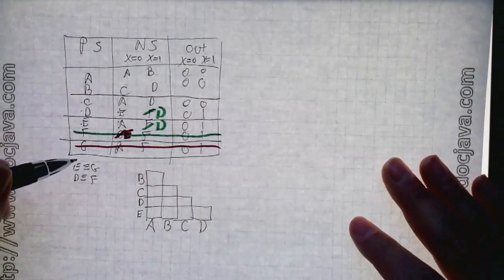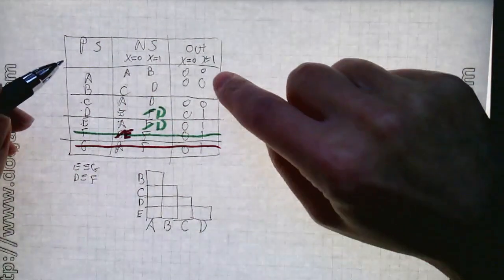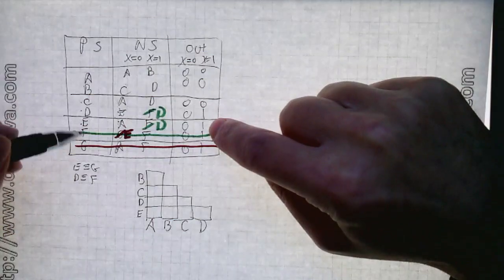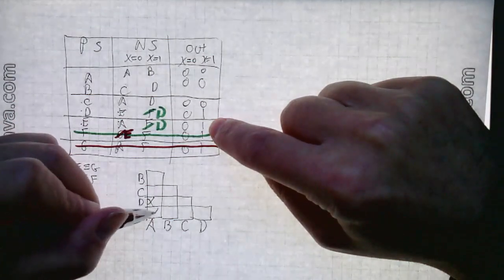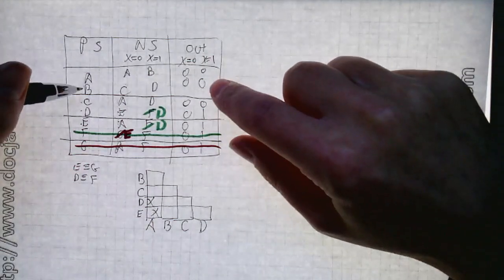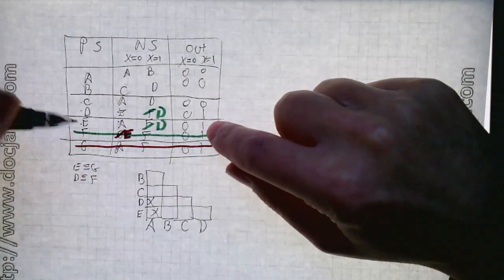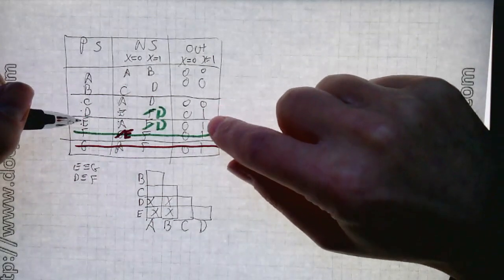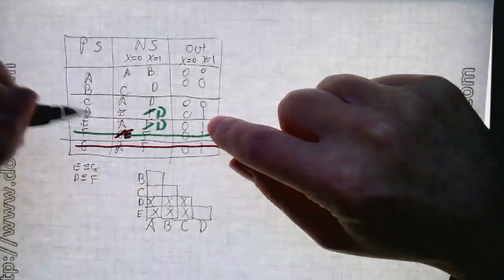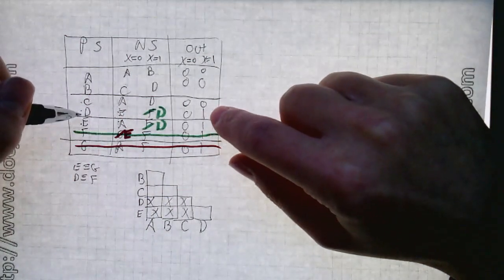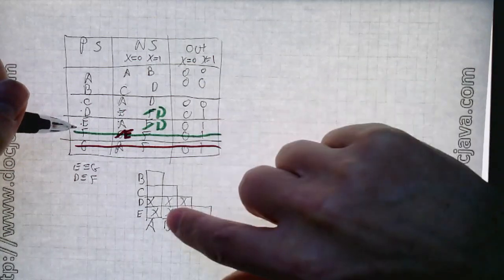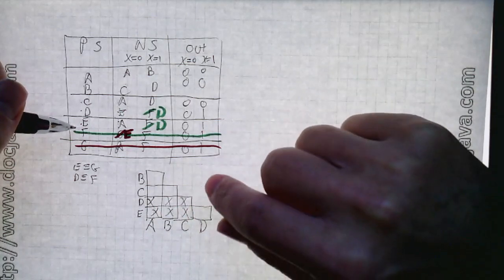And now I'm going to do my comparisons with outputs. A must be different from D and E because the outputs are different. So I put an X in there. B must be different from D and E. C must be different from D and E. D might not be different from E. So we've got some trivial reductions already.